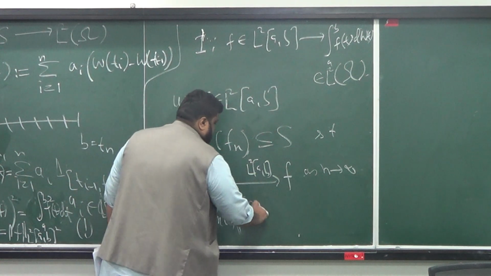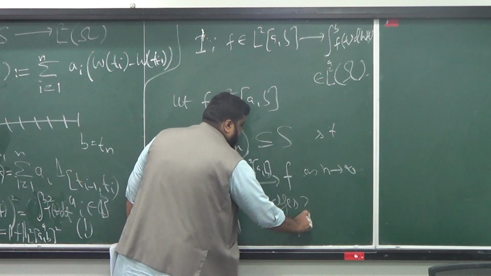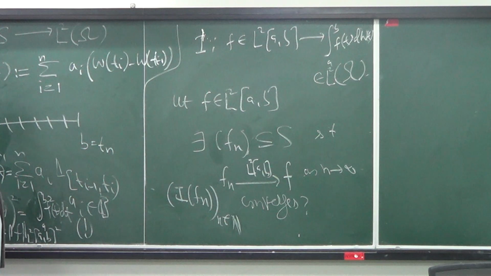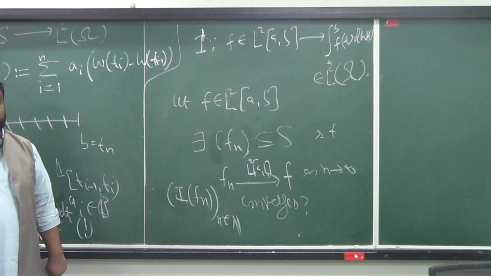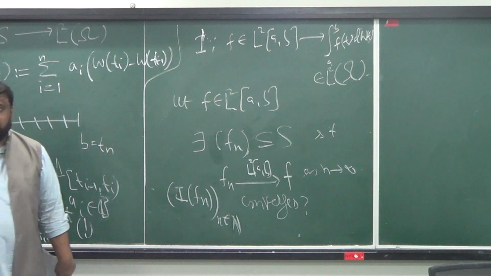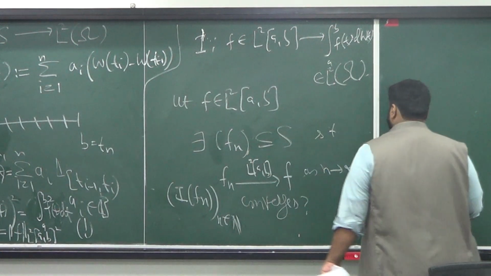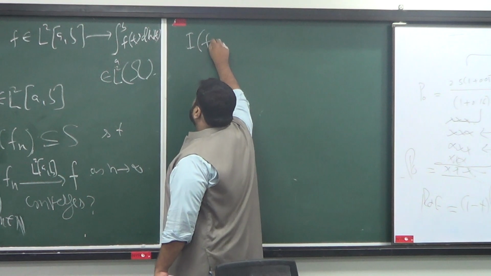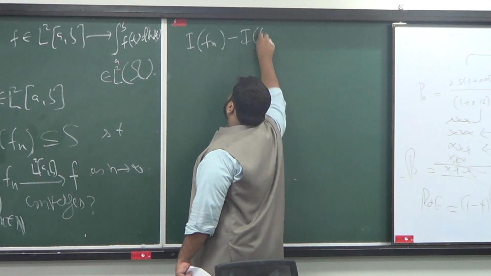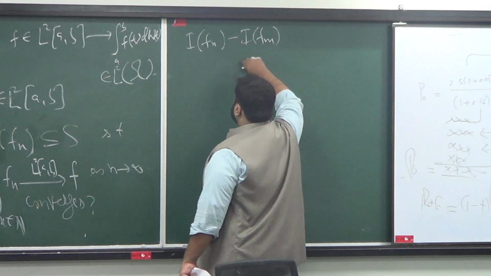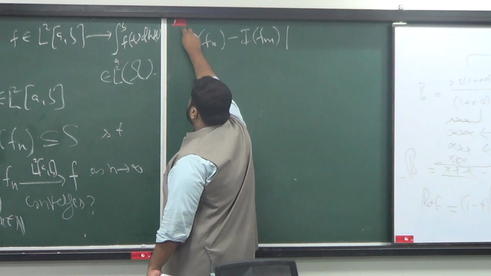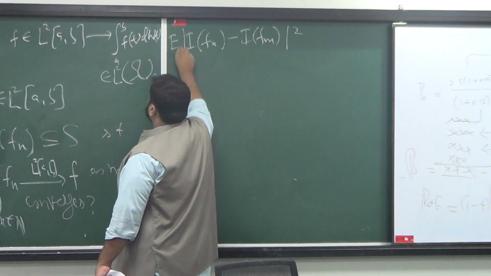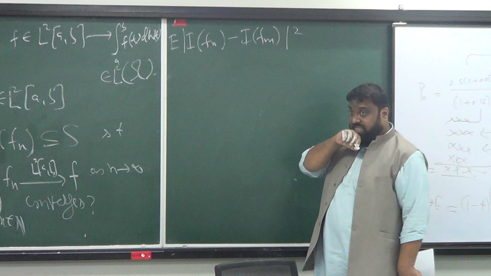So I of fn converges. The question is why it must converge. In order to show that the sequence of Wiener integrals of the step functions converges, what you can show is just that it is Cauchy, because L2(Omega) is a Hilbert space. So we can show that I of fn minus I of fm, its square in L2(Omega), which simply means computing the expectation of it, goes to 0 as n and m go to infinity.